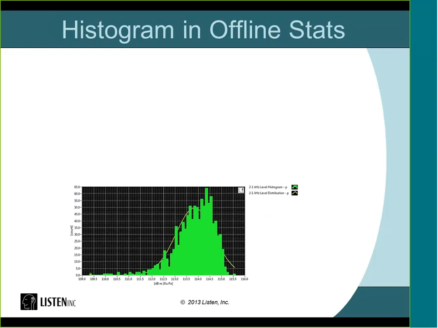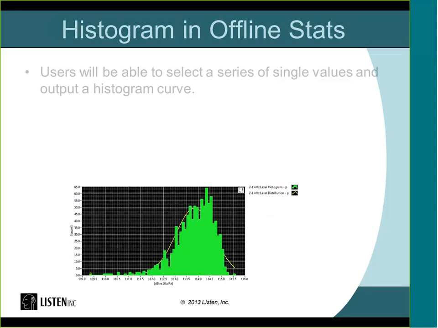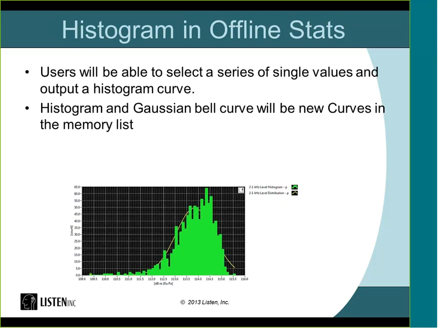Last but not least is our new histogram in the offline statistics. From here, users will be able to select a series of single values, and then it will output a histogram curve like the one you see down at the bottom. This will output a histogram as well as a Gaussian bell curve, which shows you the ideal distribution, and these appear as new curves in the memory list once you run the statistics editor.